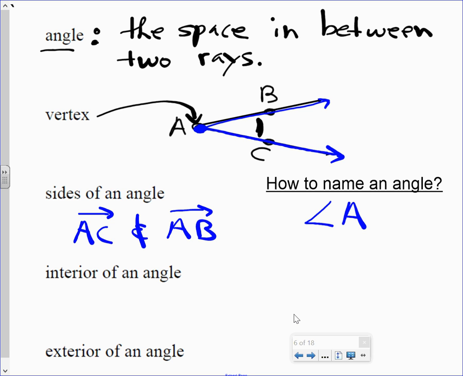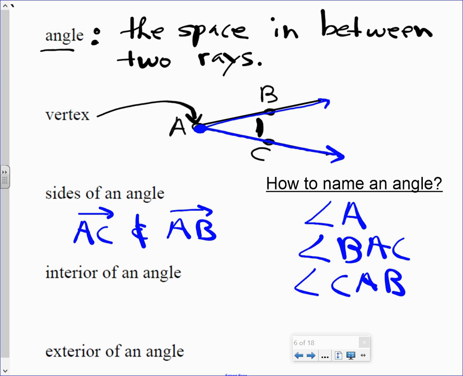Now, I can also name the angle using what we call a 3-letter method. I'm going to use 3 letters, but I'm going to ensure that the middle letter is the vertex letter. Watch this. I can also name this angle this way. I could call it angle BAC. Write this with me. Notice how the middle letter was the vertex. Or I can name it CAB. Notice how the middle letter is the vertex.